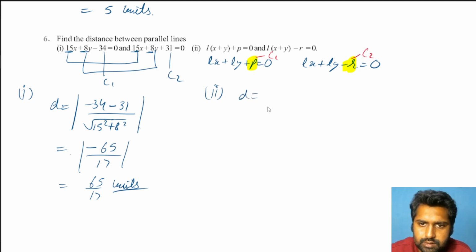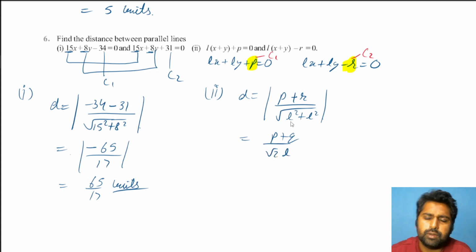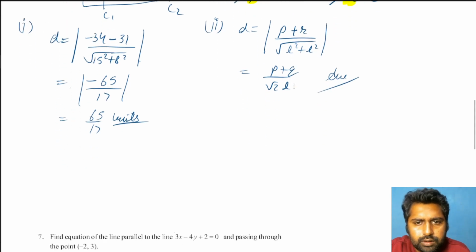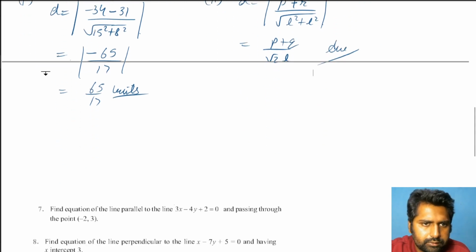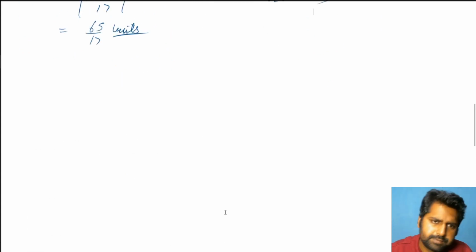Distance is modulus of C1 minus C2, so P minus minus Q, P minus minus R, C1 minus C2 upon the square root of L square plus L square, the coefficient of x and coefficient of y. So that gives you P plus R upon root 2L. All right, no variation, direct answers. Straightforward. Now, before going any further, let me give you one idea that will help you with all the formats.